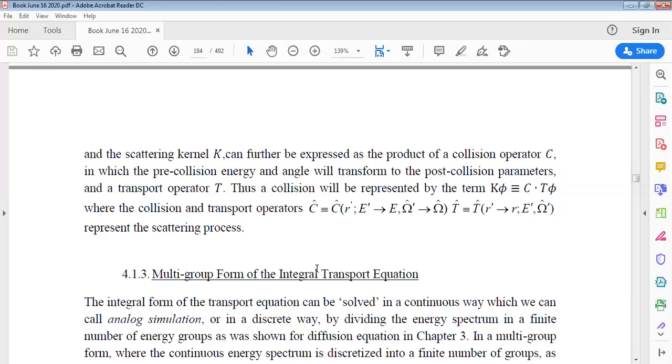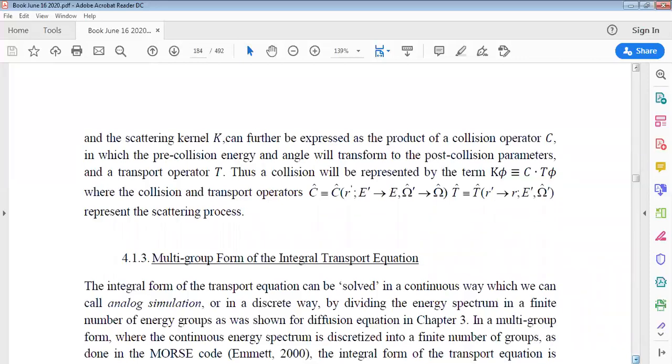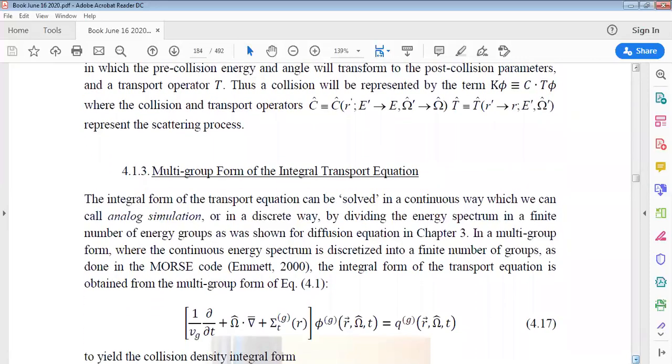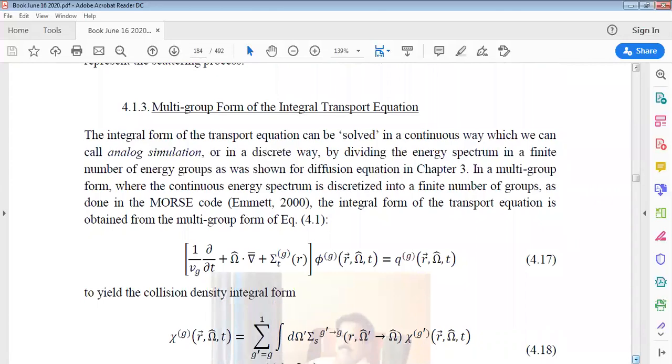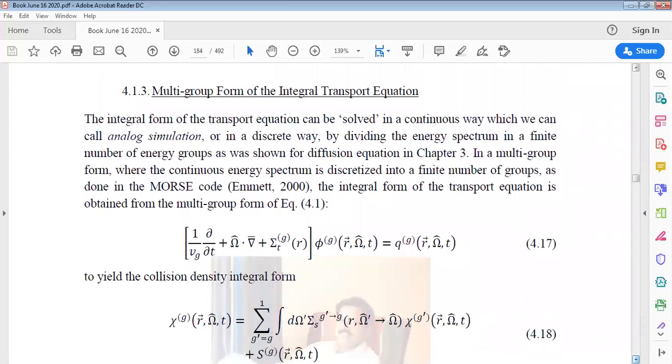So that was the integral equation. And now let's see again some computational ways by which we can make things useful. One of the ways, as we did for diffusion, is to use a multi-group form for the integral transport equation.